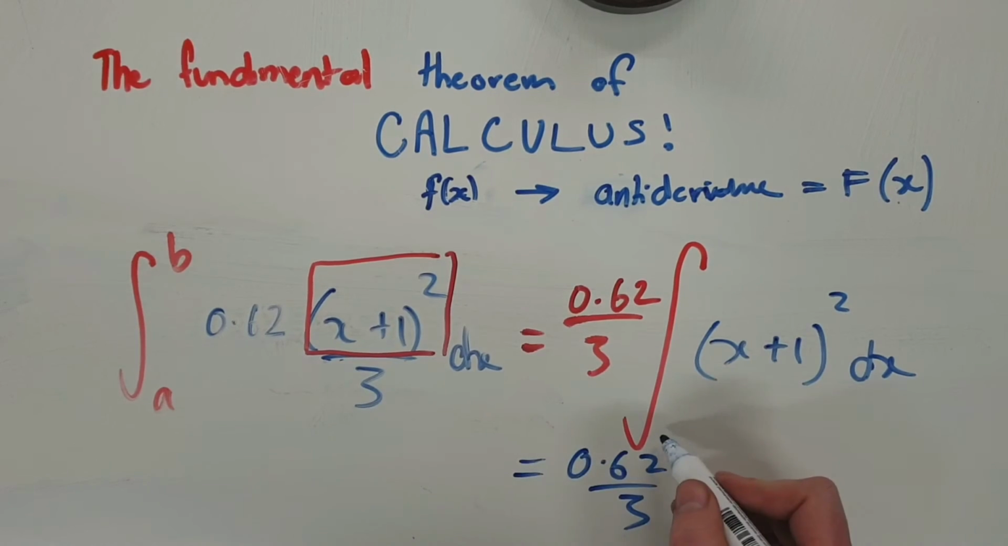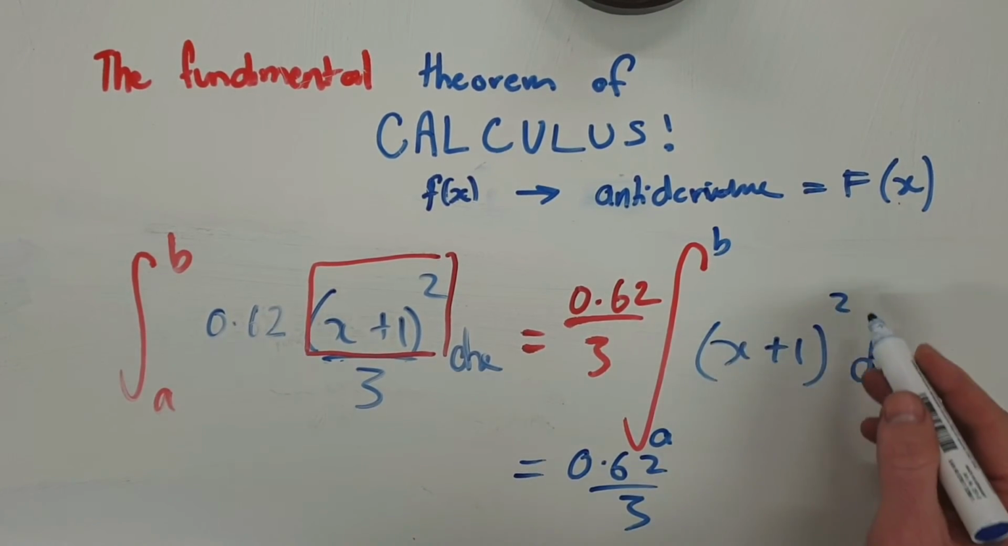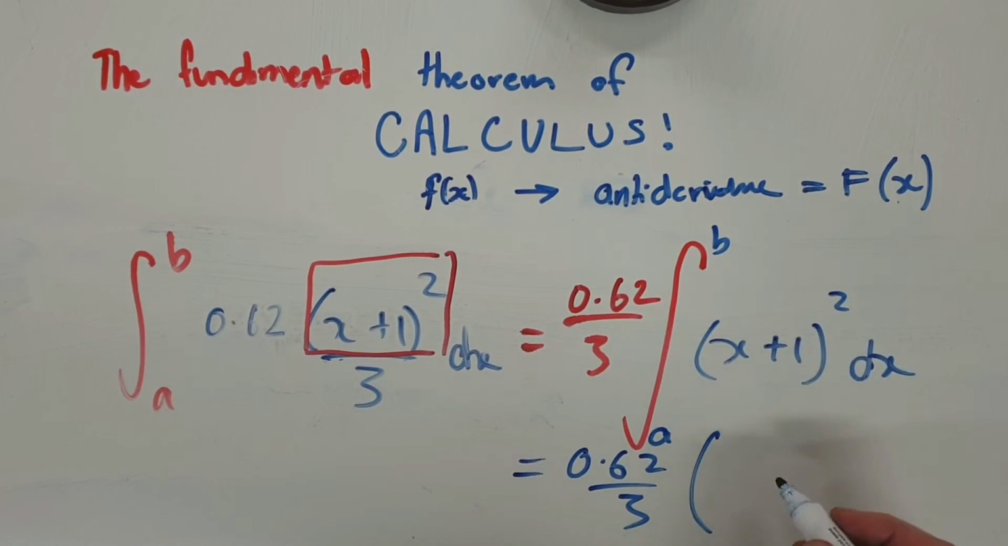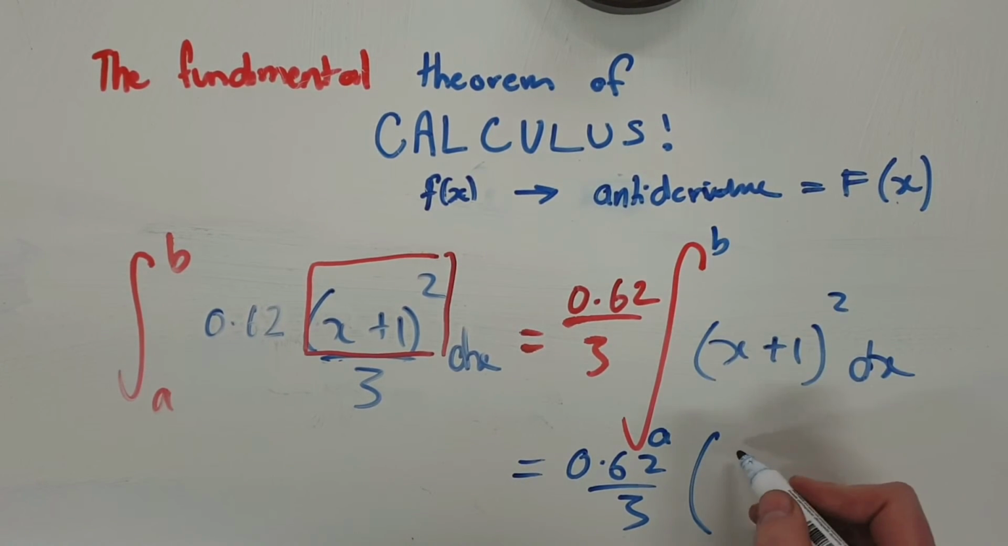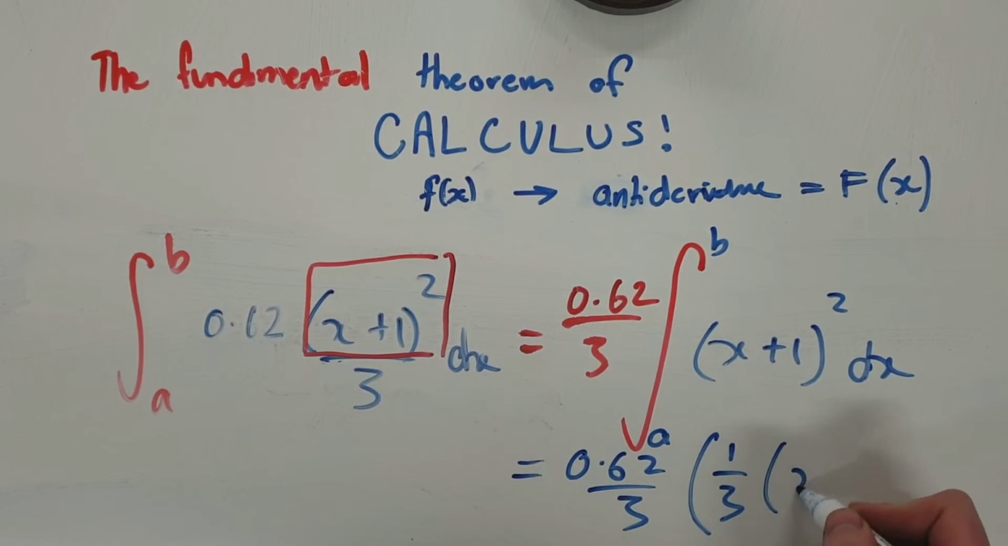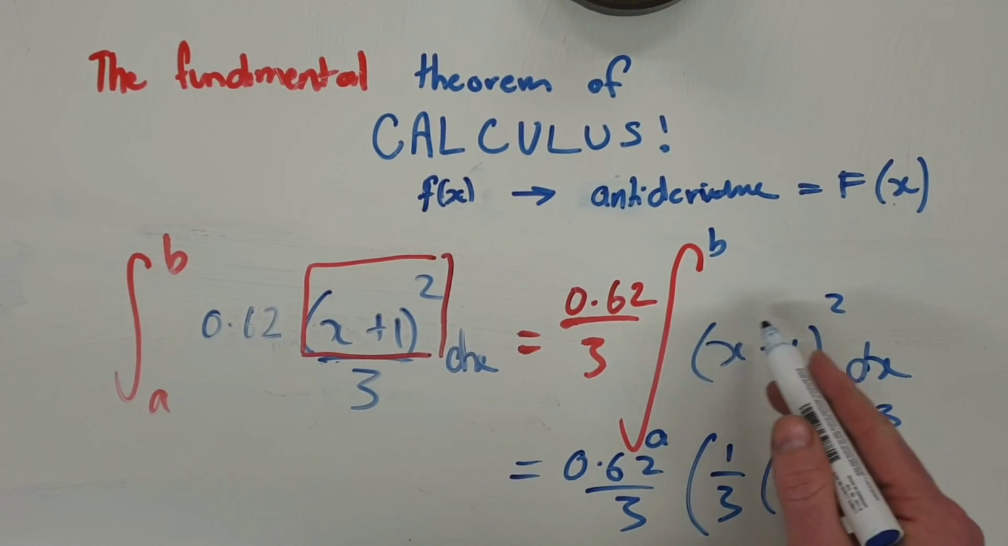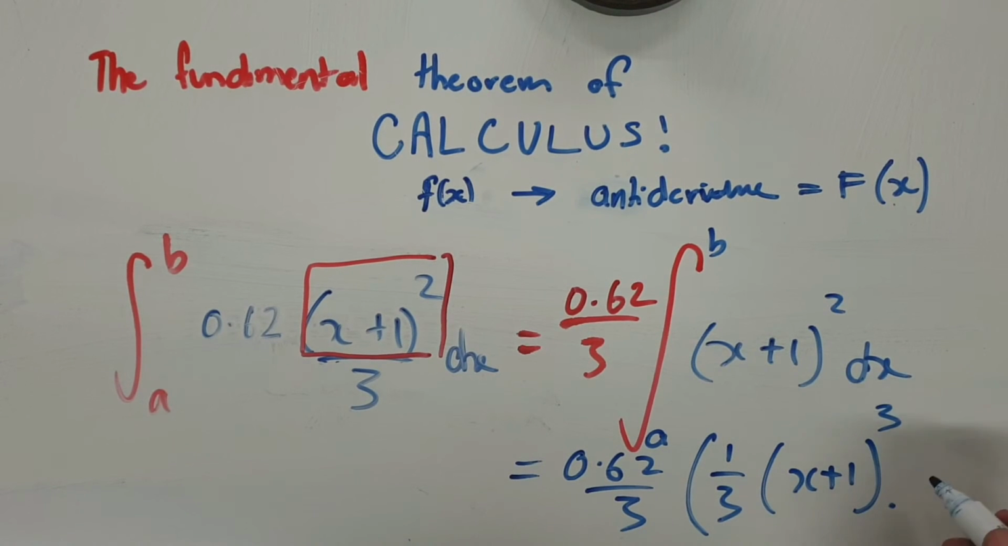This was from a to b, so a to b, and it's a chain rule, so I've got to add a power to that and then divide by the power. So 1 on 3, x plus 1, power of 3, and then I've got to divide by the derivative of that, which is just 1. So divide by 1.